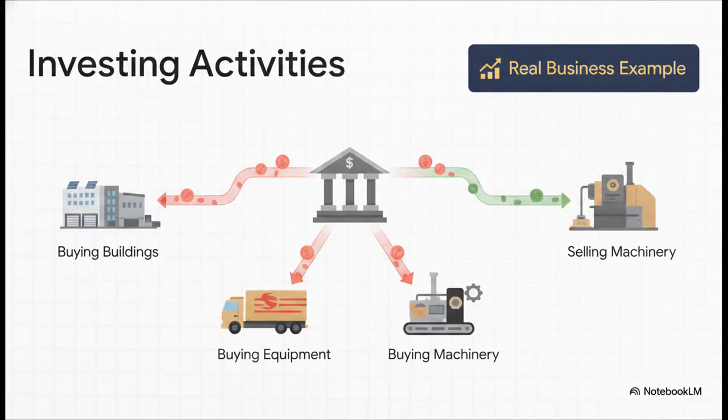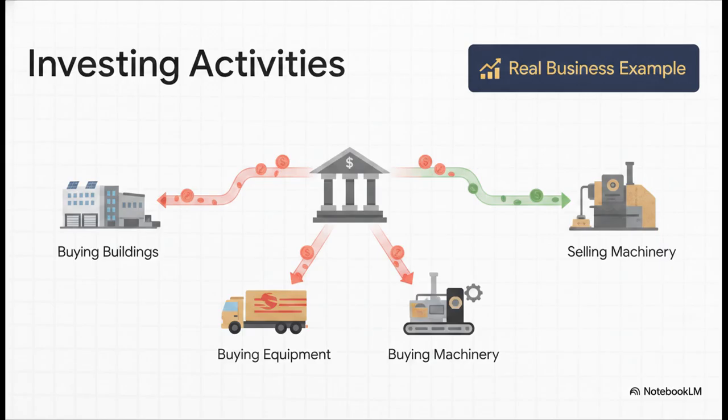Next up, we have investing activities. This section shows the money spent on long-term assets. You can really think of this as the business investing in its own future growth. If a company decides to buy a new warehouse, purchase heavy manufacturing equipment, or even buy a fleet of delivery trucks, the cash flowing out to buy those items is recorded right here.